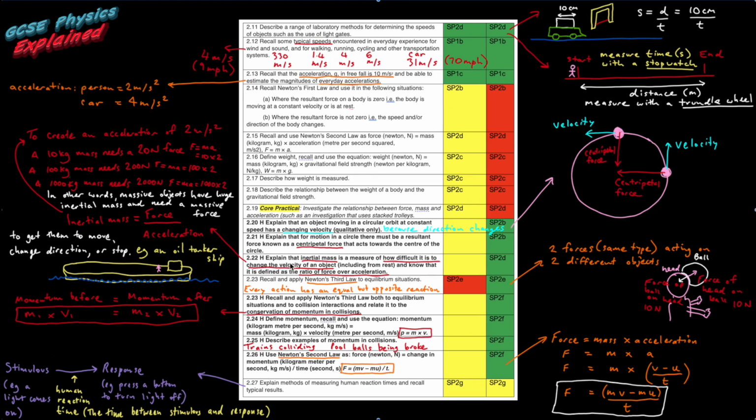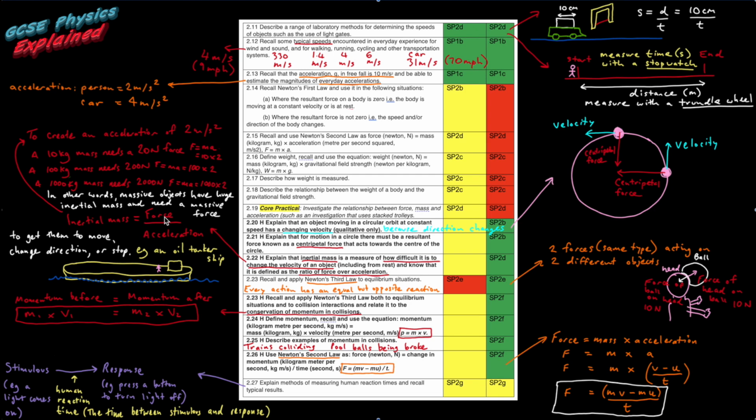You've got to be able to explain that inertial mass is a measure of how difficult it is to change the velocity of an object, including from rest, and know that it is defined as the ratio of force over acceleration. Right, so basically we've just rearranged Newton's second law, F equals ma, and we've got it for m instead, so m equals F over a. Now instead of m just being mass, we just call it a fancy inertial mass.